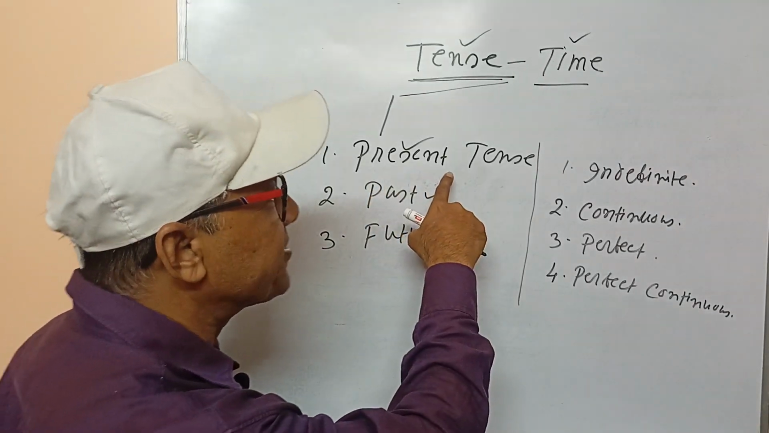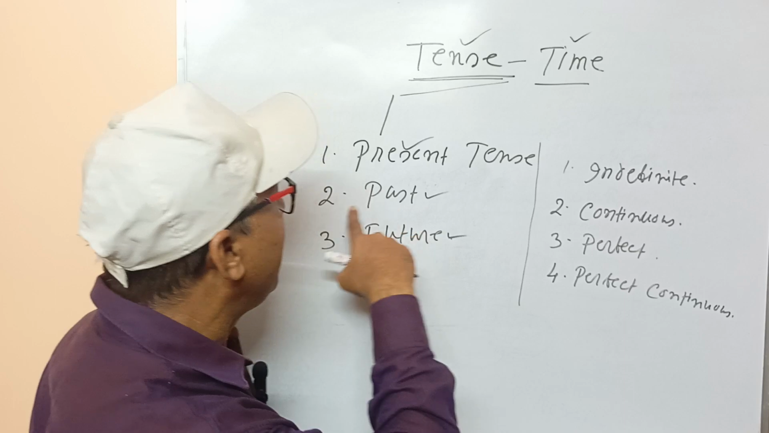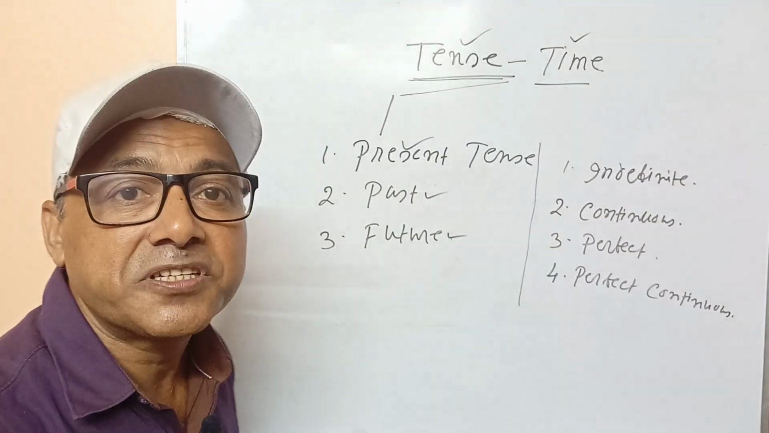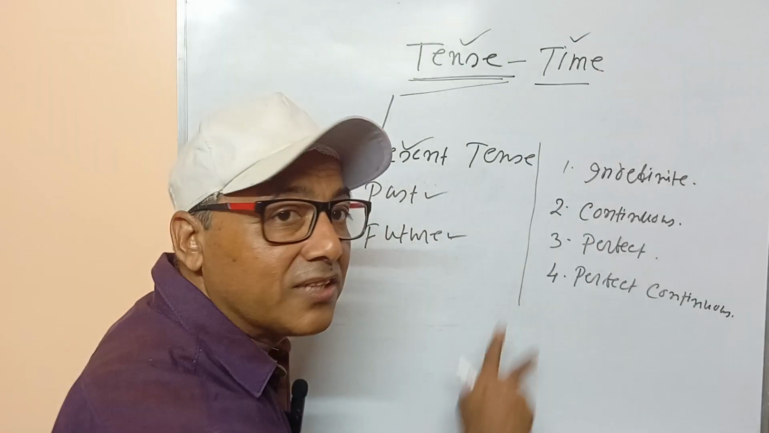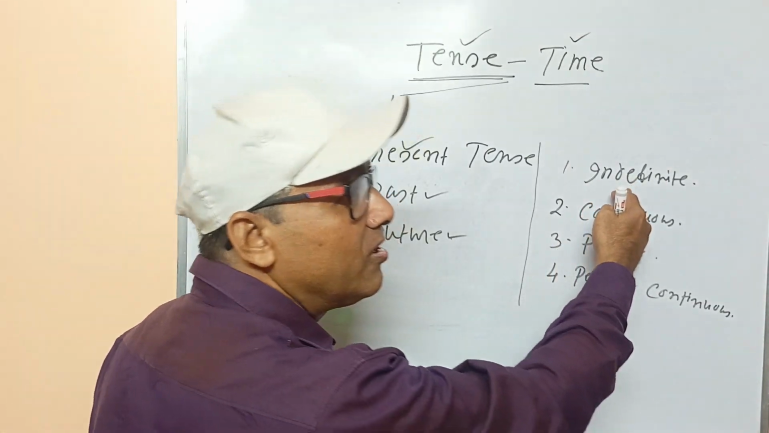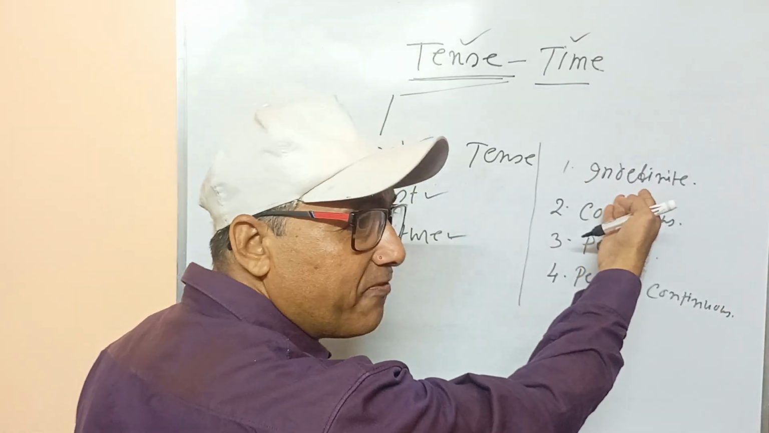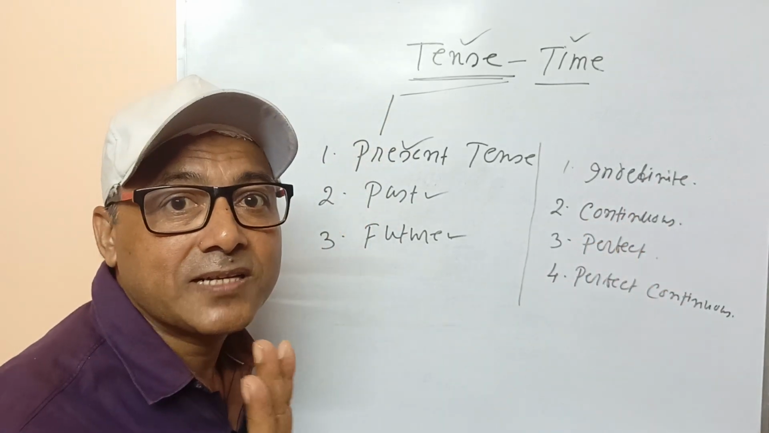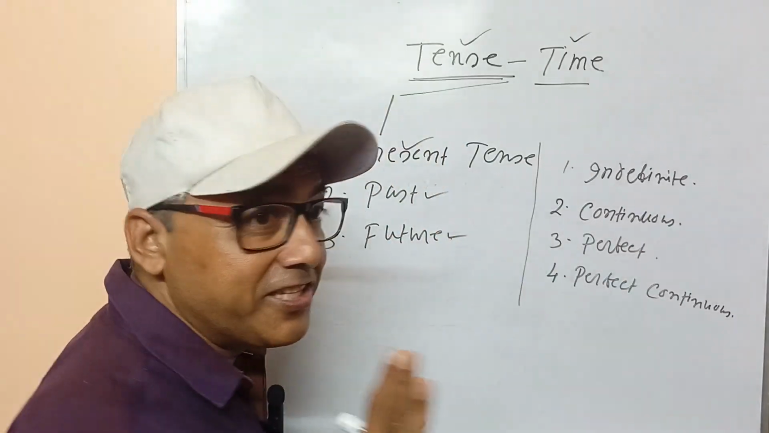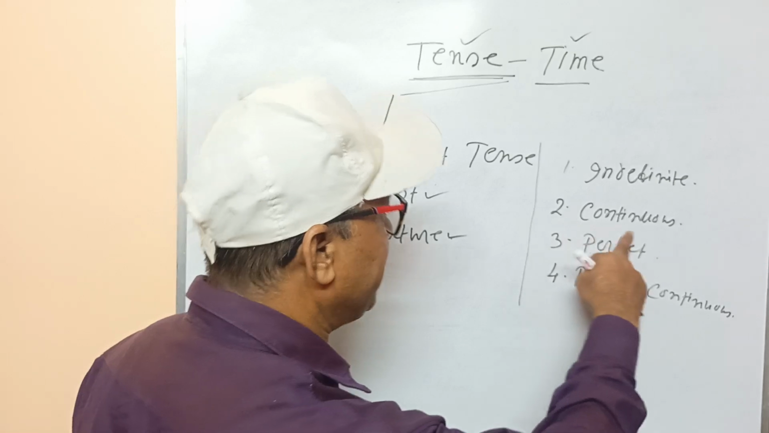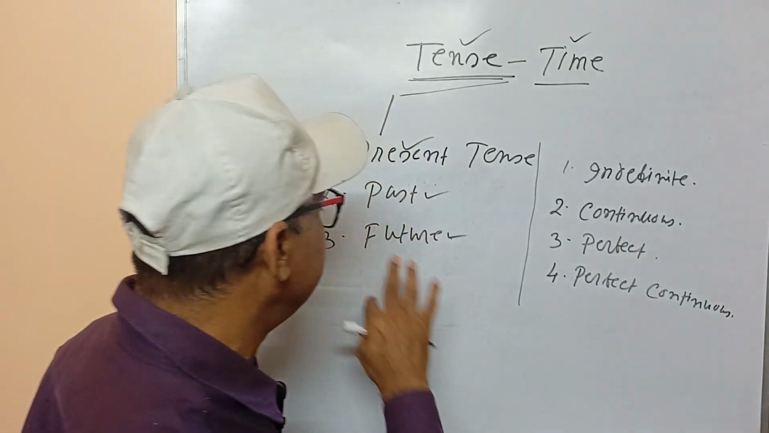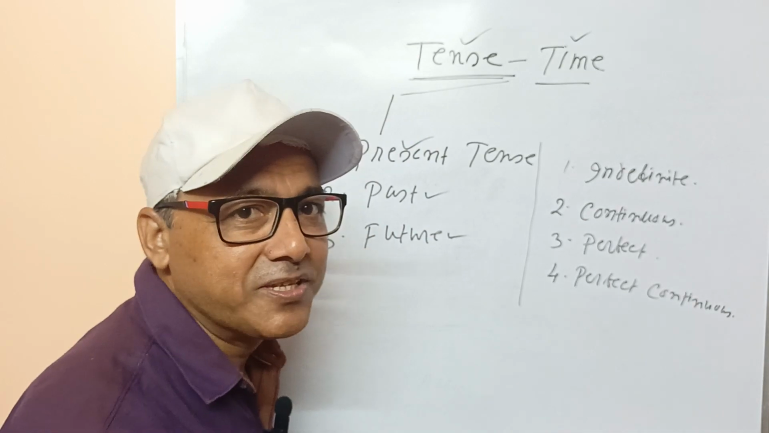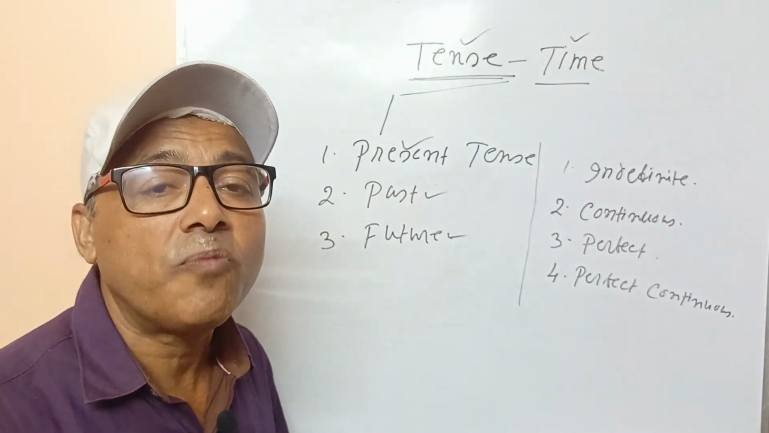That means I can divide present tense into these four classifications, and also past tense can be divided into four classifications, and in the same way I can divide future tense into four classifications. If you take present tense: present indefinite, or you can say simple present, present continuous, present perfect, present perfect continuous. And if you take past tense, in the same way: past indefinite or simple past, past continuous, past perfect, past perfect continuous. Future: future indefinite, future continuous, future perfect, future perfect continuous. So these are the classifications of all tenses.